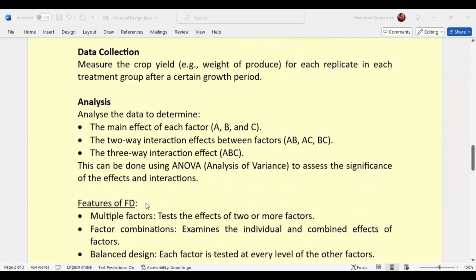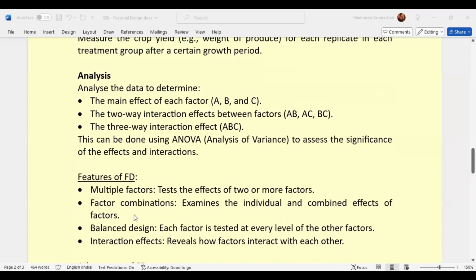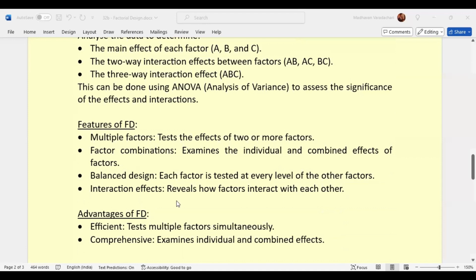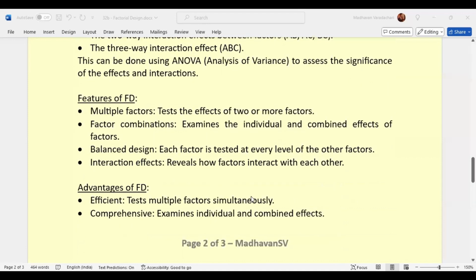The features of this particular design, factorial design, is multiple factors, test the effects of 2 or more factors. Factor combinations, that is, examines the individual and combined effects of factors. Balanced design, each factor is tested at every level of other factors. Interaction effects reveals how factors interact with each other.